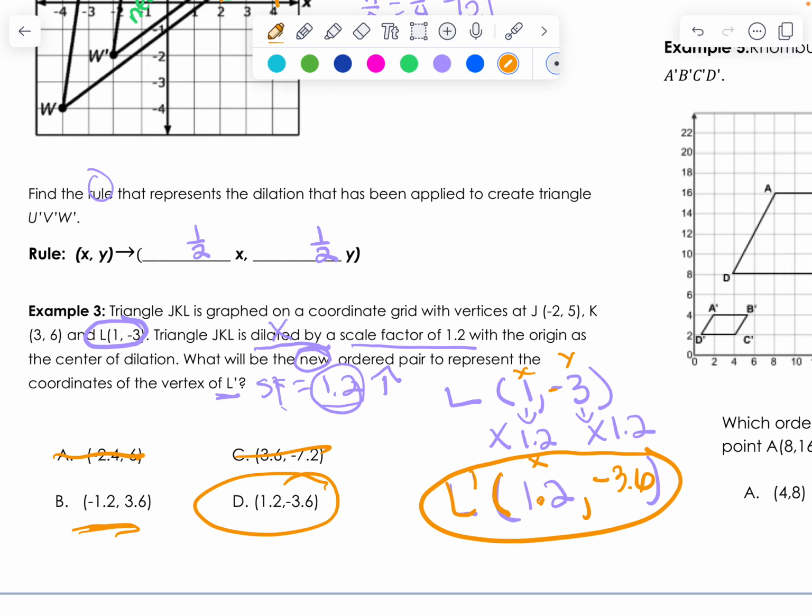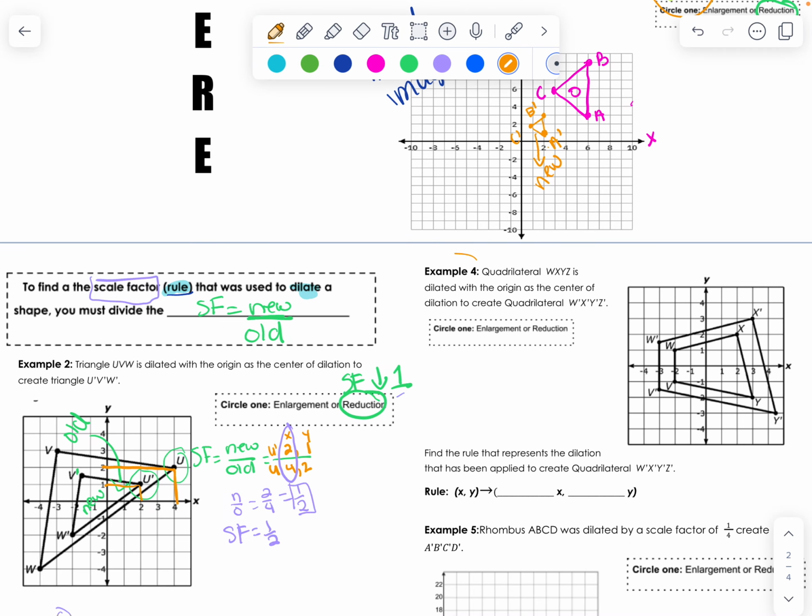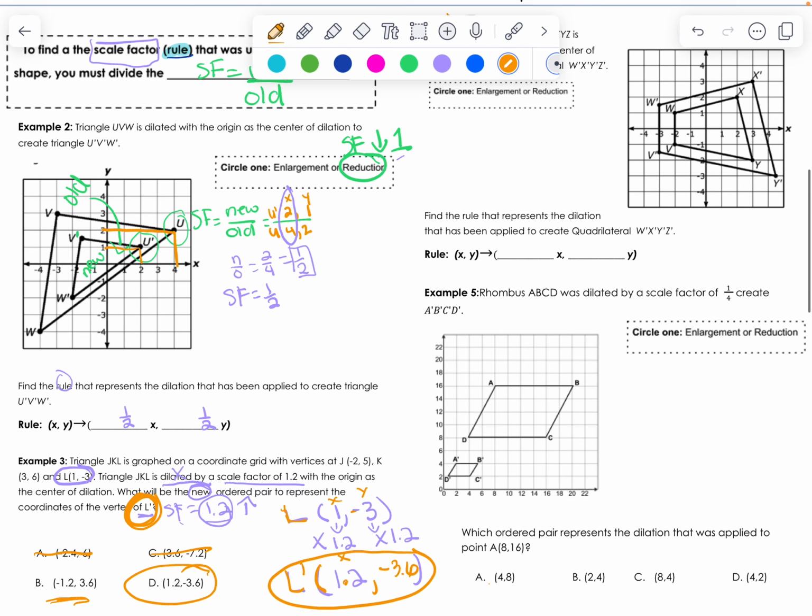Again, always know if you're looking for your scale factor or if you're looking for the new. Look for those keywords. Also, this looks like it was a lot, but I was able to see that they're looking for that L, and that's the reason I chose the L point. You will answer question 4, and that is just like question 2 that we did together.